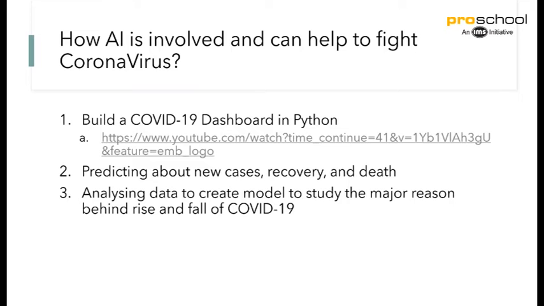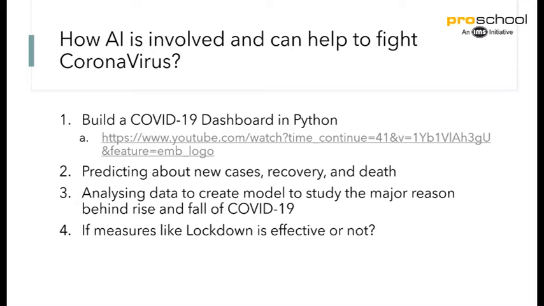Also, not only understanding what it is and when things would be over, but what is the baseline cause of coronavirus? So analyzing the reasons behind it: what would be the major reason that it is still rising in the US, it has fallen in China, and why it has not spread so much in Singapore or South Korea. All those things we could look into.